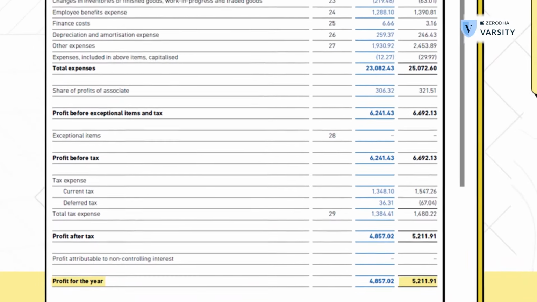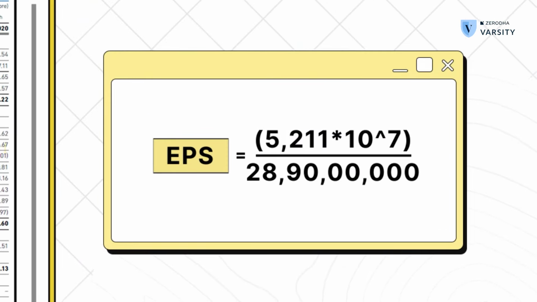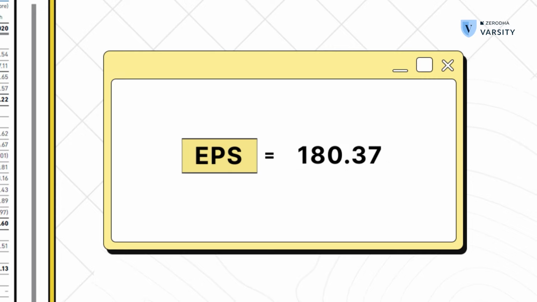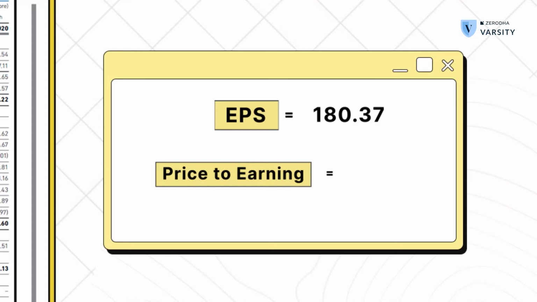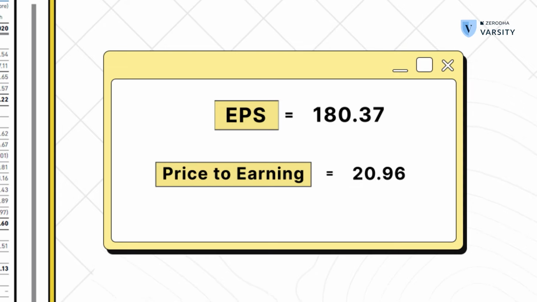So let's go ahead and calculate the EPS of Bajaj Auto. To calculate the EPS, I have to take the profit for the year. In this case, it happens to be 5,213 crores and divide that by the total outstanding shares in the market. And as you can see, the EPS for Bajaj Auto is 180 rupees. I can now use the EPS number that I've calculated to calculate the price to earning. Now, to do this, I simply have to divide the share price, which is 3,780, by the EPS to get the price to earning. The price to earning of Bajaj Auto is 20.